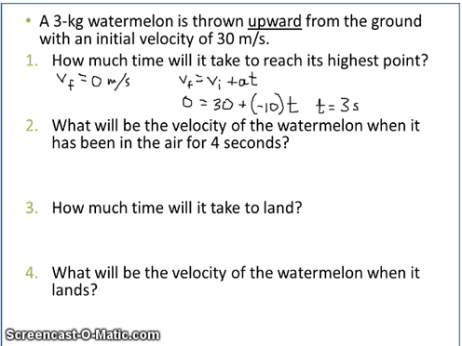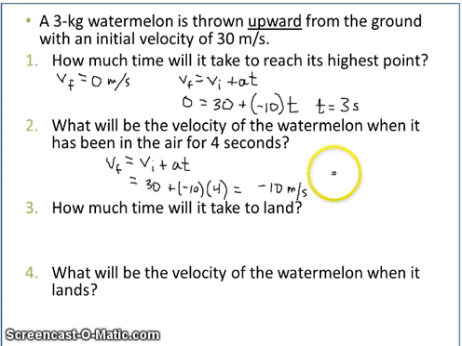Okay, on this second question, they're asking us what is the velocity when it's been in the air for 4 seconds, and we're going to use the same equation, but solving for a different thing. VF is VI plus AT. This time we still know the VI is 30 meters per second. We know the acceleration is negative 10. We know the T is 4. When you do all the math right here, you're going to end up with 30 plus negative 40, which is negative 10. So, negative 10 meters per second.